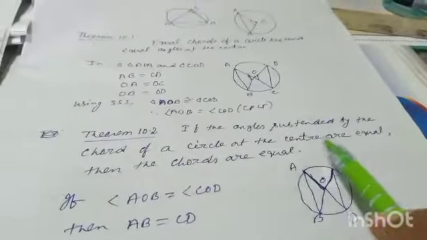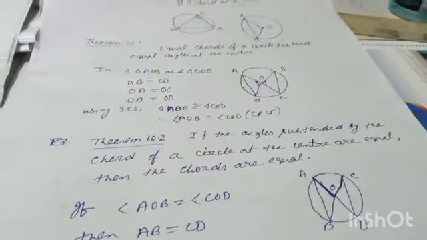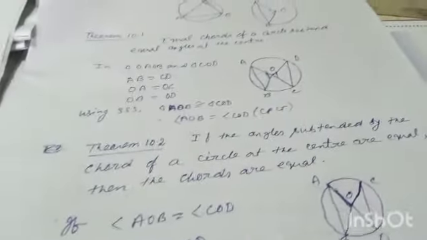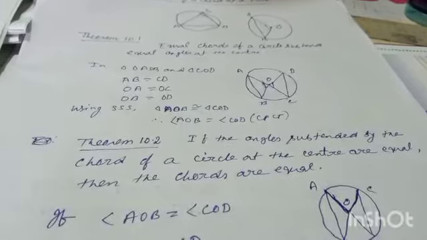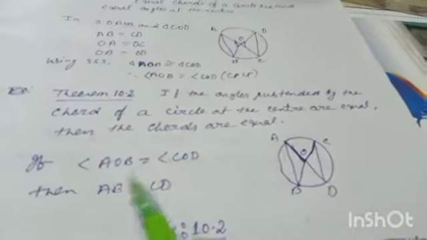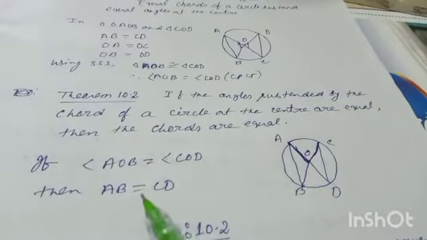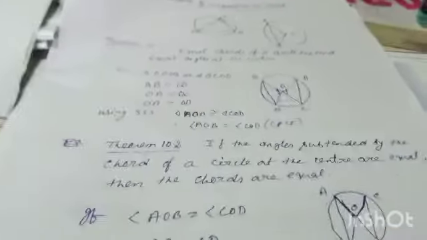Now Theorem 10.2: if the angles subtended by the chords of a circle at the center are equal, then the chords are equal. This is the converse of Theorem 10.1. In Theorem 10.1 we got that if the chords are equal, then the angles subtended by the chords at the center are also equal. And this one is just the converse. If angle AOB is equal to angle COD, then the chords are equal, so AB is equal to CD. Clear?